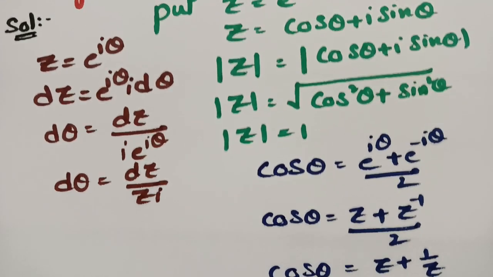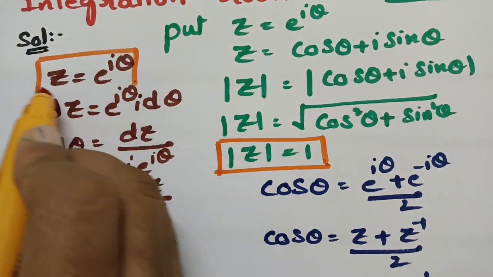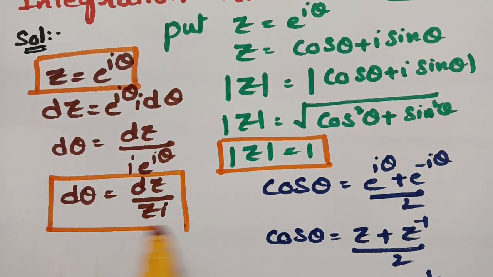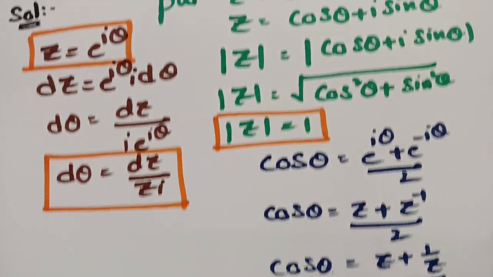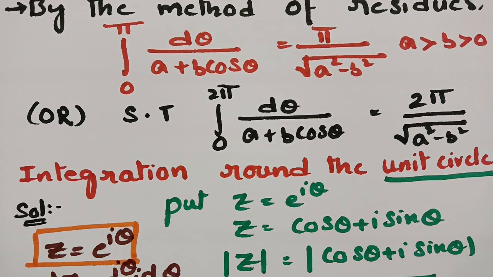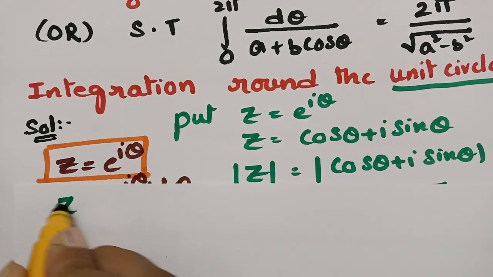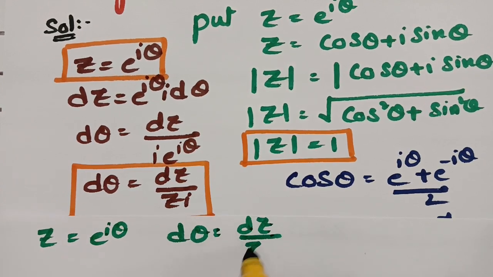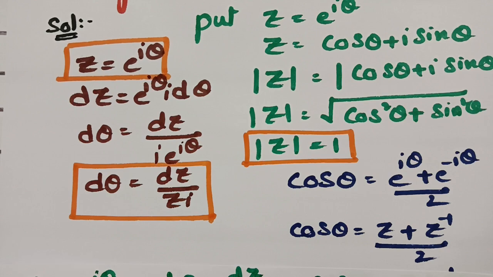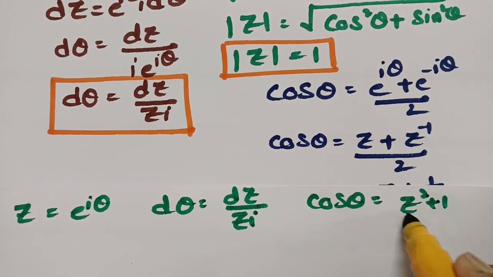So all the three values are ready as it's a unit circle. The region is also found after putting z is equal to e power i theta, d theta is equal to dz by zi, and the next one, cos theta value is equal to z square plus 1 by 2z. Clear? So now we have to find this integral. For finding this integral, we have all the values ready: z is equal to e power i theta, d theta is dz by zi, and cos theta is z square plus 1 by 2z.